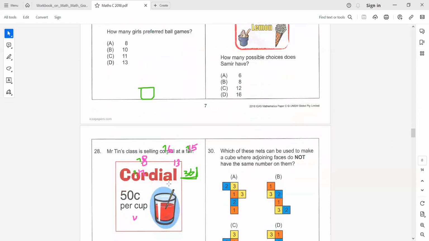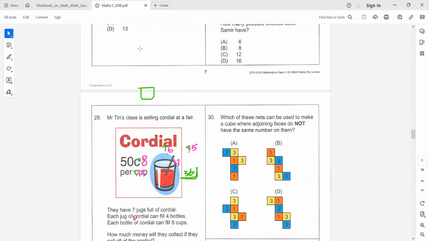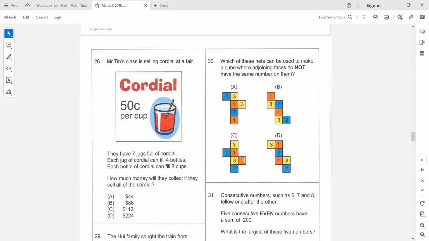Go for the next one. The next one was that 25, right? Yeah. That was 25. The next one was 30. Yeah, this is a very tricky one. They always give this one.